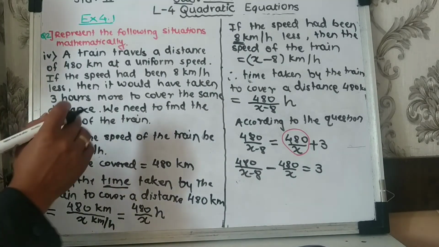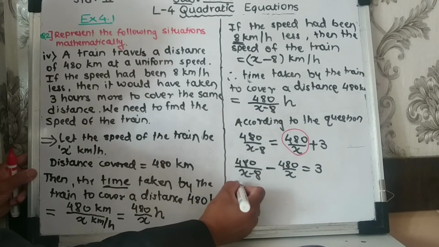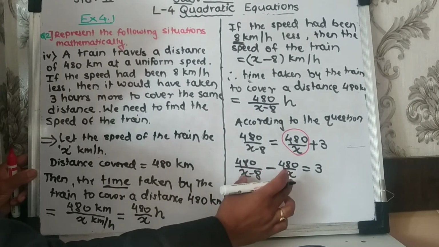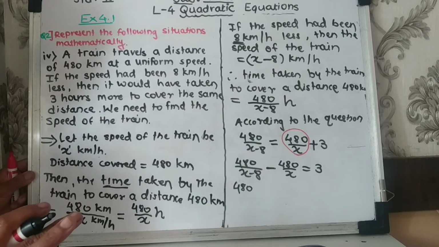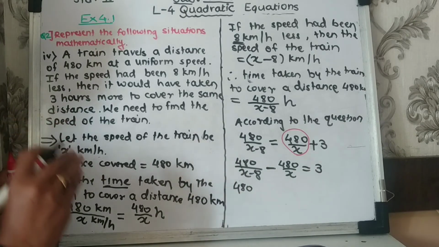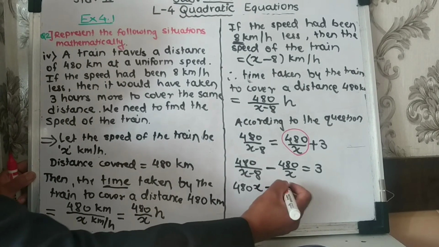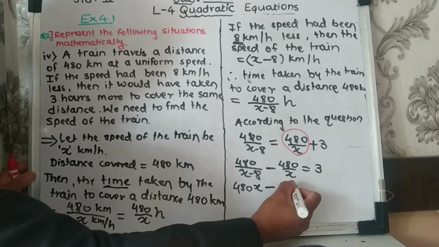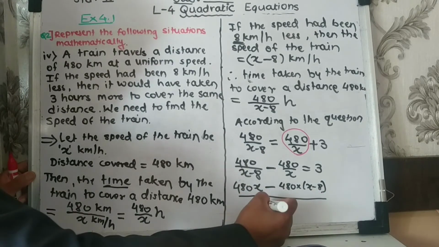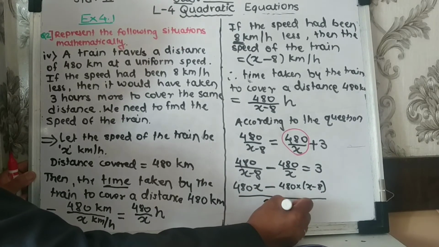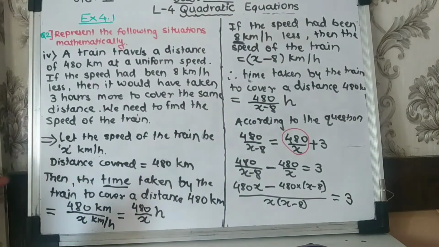Now do the cross multiplication. As the denominators are not the same, we are not going to add or subtract directly. First we have to convert it into the same denominators, so that's why we are doing cross multiplication here. 480 will multiply to x, and minus 480 will multiply to x minus 8, over the denominator multiplication x into x minus 8, equals 3.